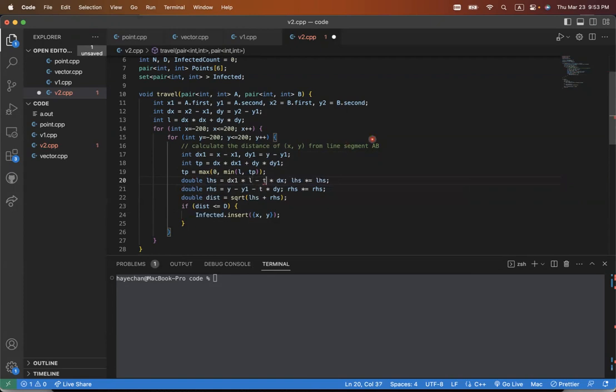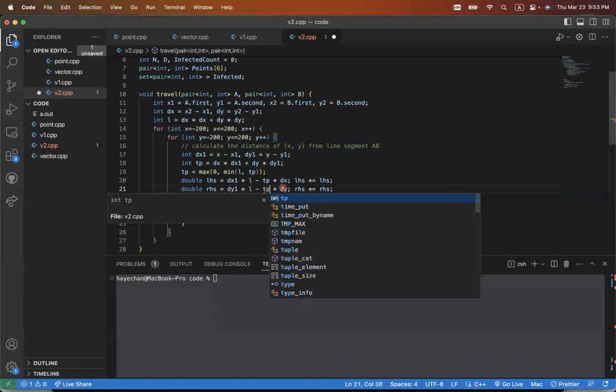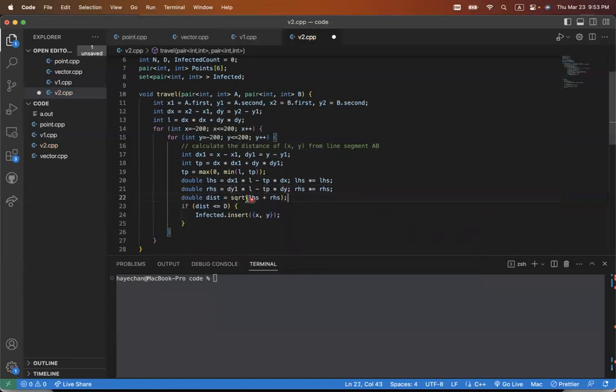Okay, and then this is TP. So we multiply both sides by L. This is dy1 times L, and then TP. And then distance, so we no longer do square root. Just add them up. And then you want to see if it's less than D squared L squared. So D plus L times L. Okay, so I think that's the right code.